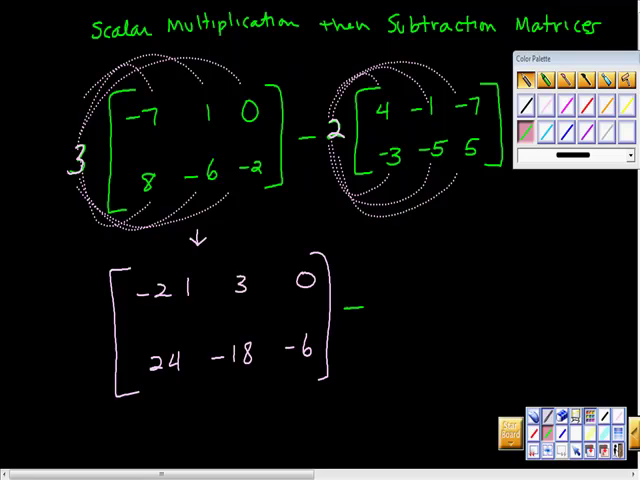Okay, so here we go. This is where I start screwing up, I'm sure. So 2 times 4 is 8. 2 times -1 is -2. 2 times -7 is -14. Everybody impressed so far? 2 times -3 is -6. 2 times -5 is -10. 2 times 5 is 10. Did I screw up anywhere?